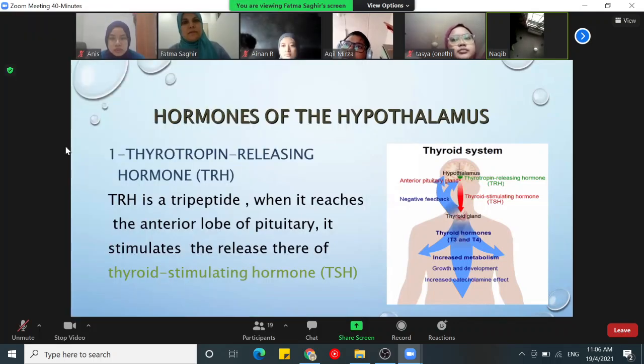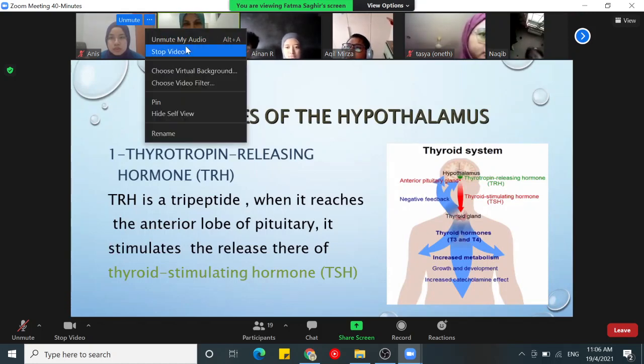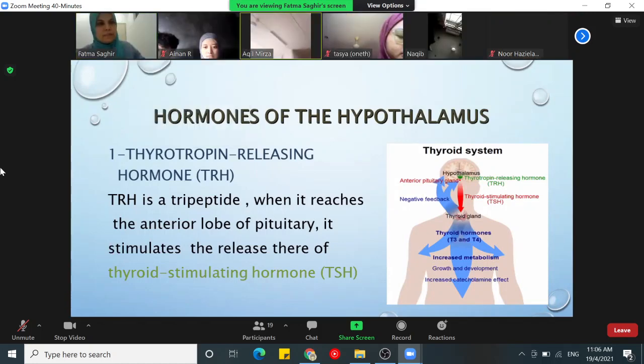Anatomy, structure, all of those things will be covered in the anatomy class and biochemistry. So we just go with the hormones.